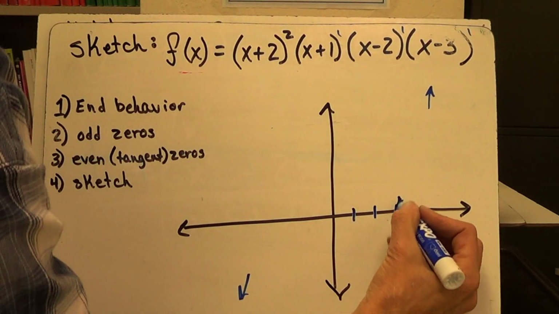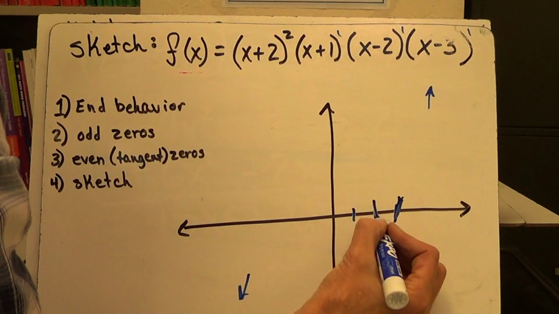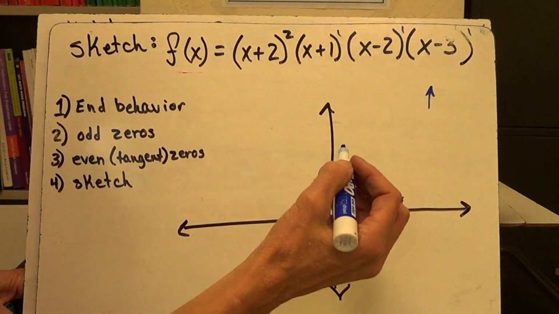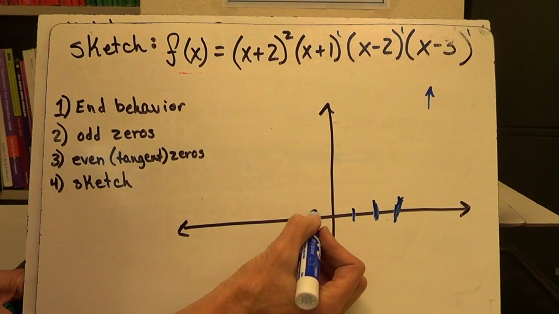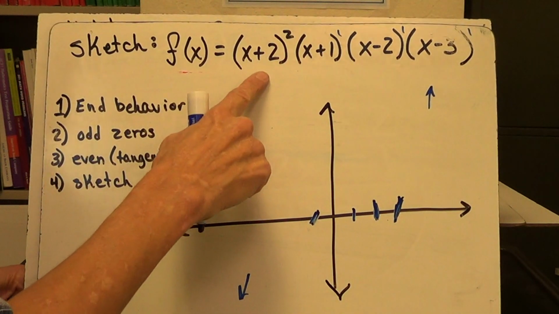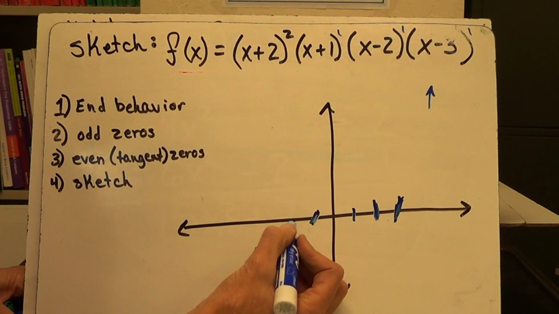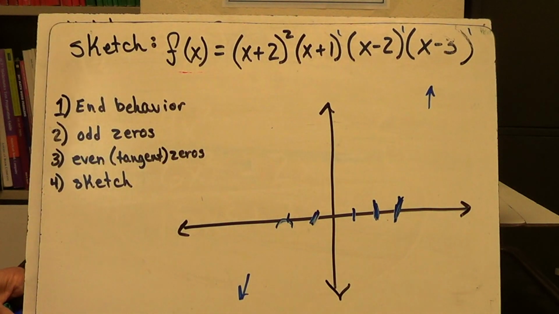There's going to be one of my zeros that passes through. 2 is going to be another one. Positive, oh, that's a positive 1. X would have to be a negative 1. So there's another. And at x negative 2, I'm going to have a tangent. It doesn't go through there.